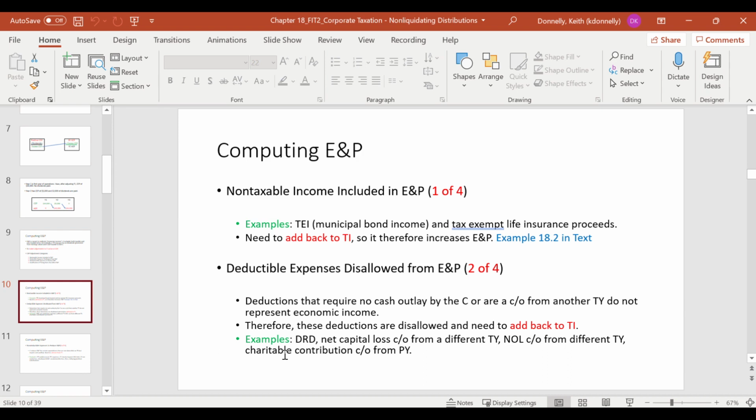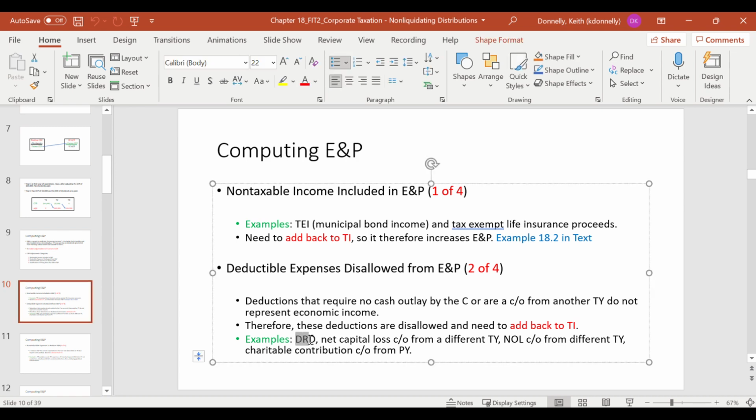If you think about it, like DRD, when we've talked about this in the past, this is basically just a pure fiction created for tax returns to help avoid triple taxation. There was not really an economic outlay here. If we were really looking at book income, like a form of our economic income, you didn't really do anything to get that deduction. It's just made up for your tax return. The same with carryovers as well. Those didn't really happen in the current year. They just happened to be carried over from it.